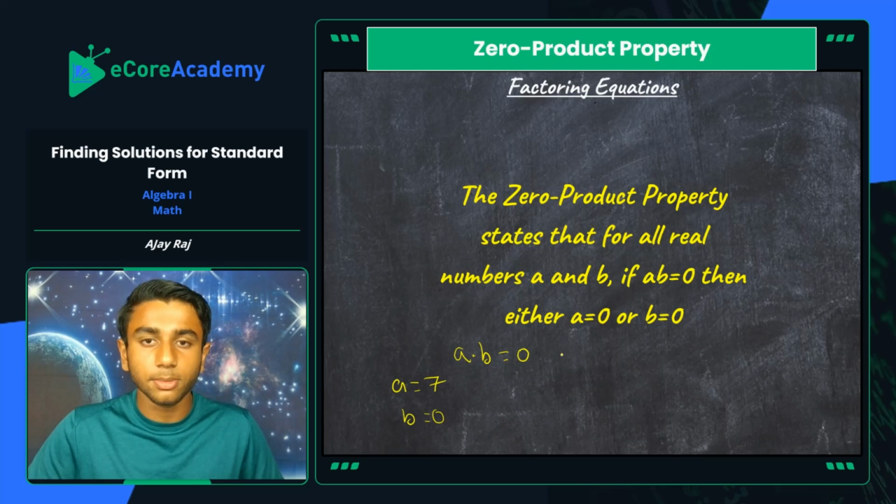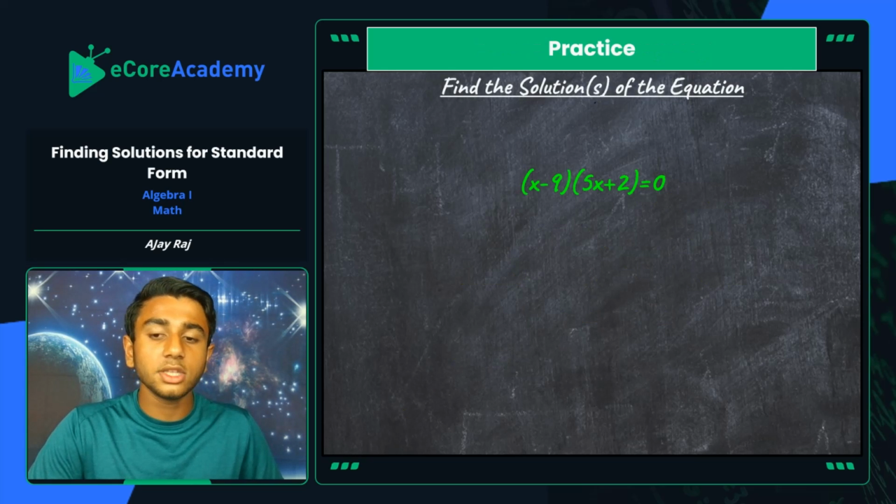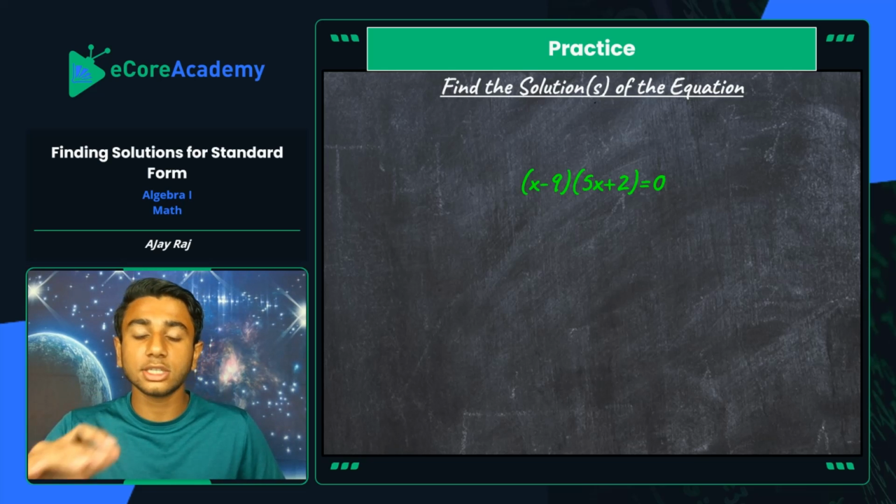So whenever anything is multiplied by 0, it's always going to be 0 in that case. So that's a whole concept here. So let's find the solutions of the equation. We're given this equation, (x - 9)(5x + 2). This is a little bit easier because it's put in factored form.